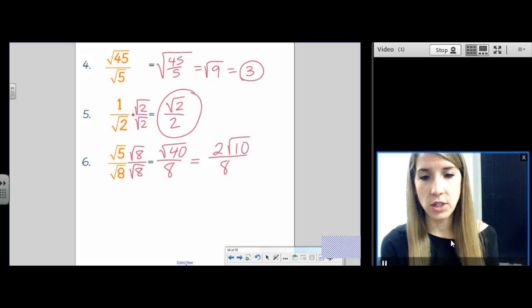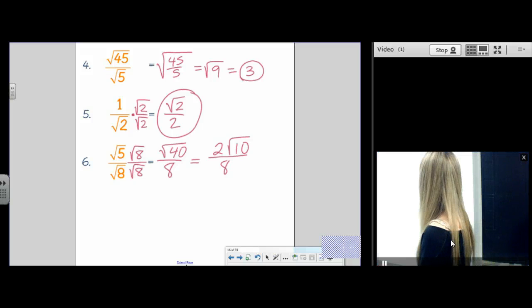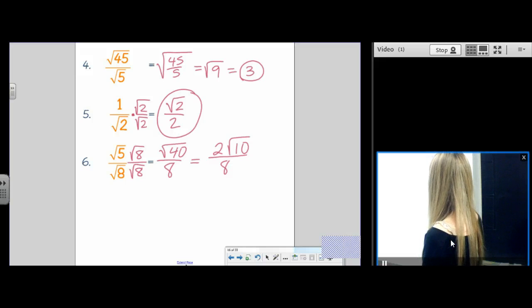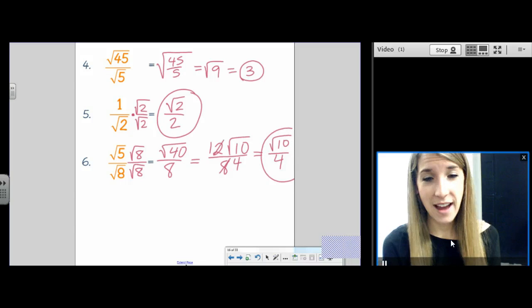So now we have 2 root 10 over 8. Are we done? Are we simplified? Not yet. These are going to cancel. 2 eighths is really 1/4. So the final answer to this problem is square root 10 over 4. And that had a few extra steps.